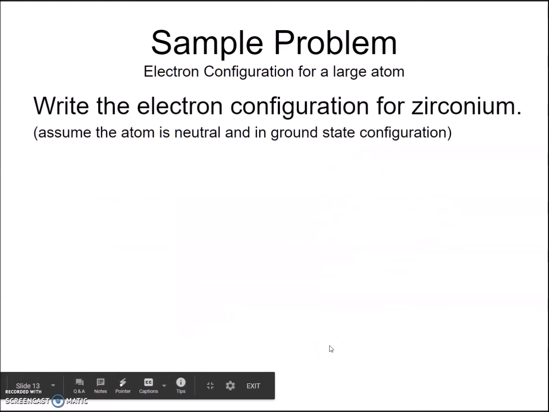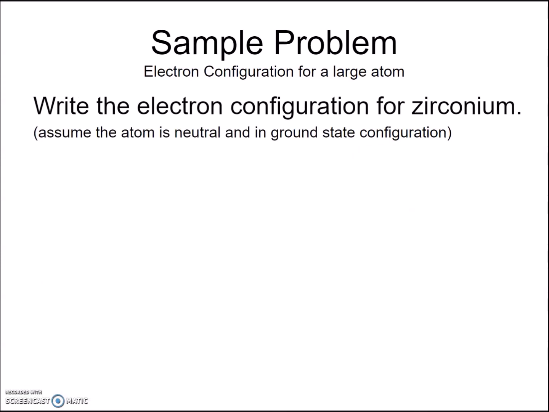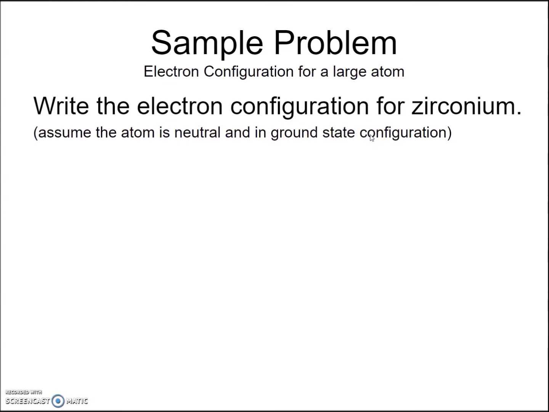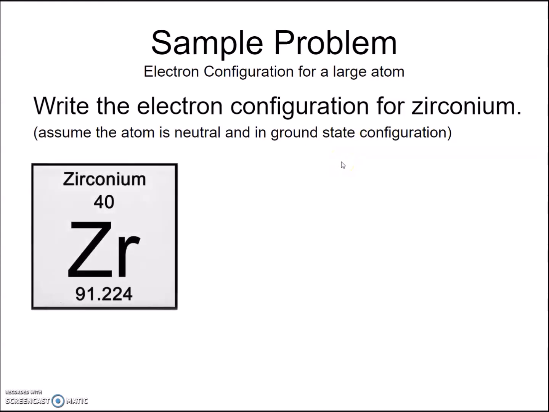Let's say we're asked to write the electron configuration for zirconium. And again, we're going to assume that the atom is neutral and in ground state. First, find zirconium on the periodic table. I'm going to give you a minute to look at your periodic table and find zirconium. It's Zr. Element number 40. If the element's number, the whole number in the box, is 40, that means there's 40 protons. We're assuming it's neutral, so there will be the same number of electrons as protons.